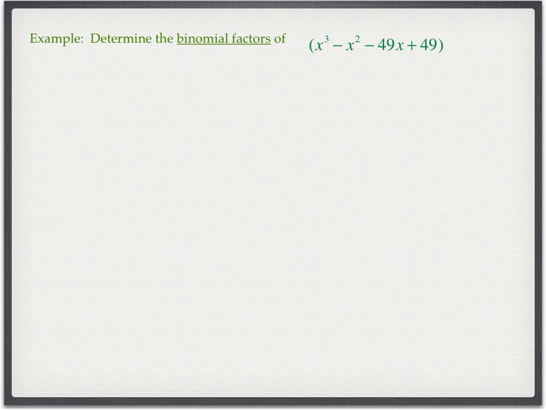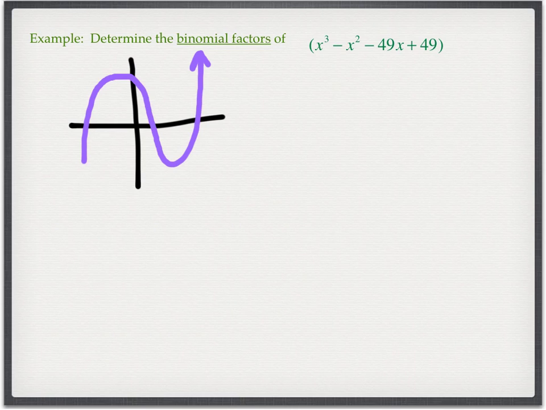And sure enough, when I graph this thing, I see that it looks something like this. I think the graph looks something like this. And it'd be nice to know what all these values are. I can go ahead and take a look at my table here, and that might help me find these a little bit better. It looks like they are negative 7, 1, and positive 7. So where it crosses: negative 7, positive 1, positive 7.